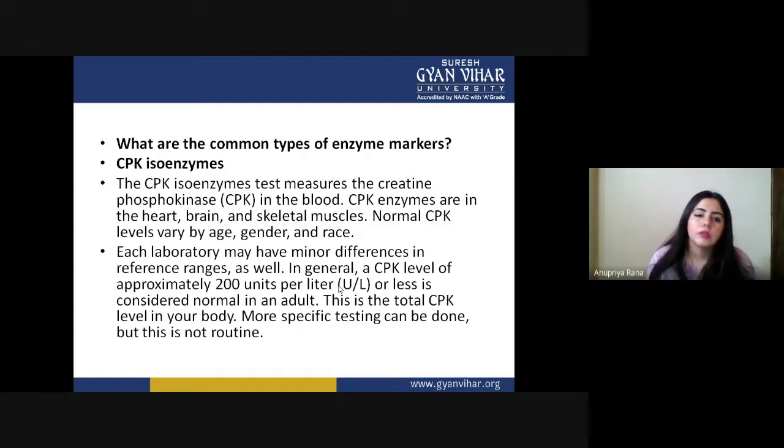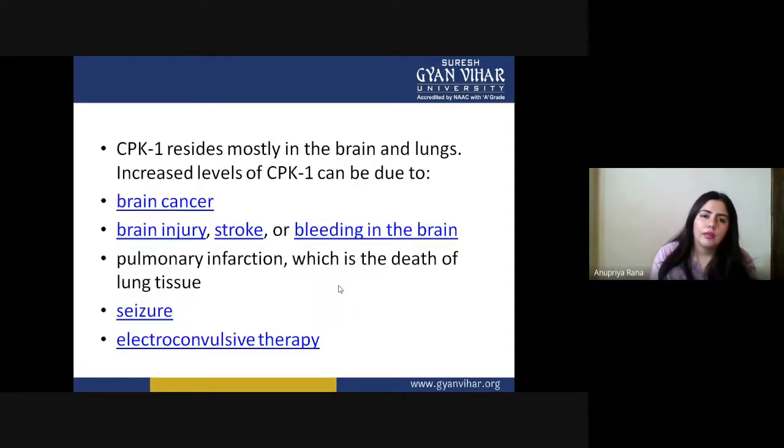The approximate enzyme quantity that should be in our blood is 200 units per liter or less, considered normal in an adult. So normal, it will be okay. This is the total CPK level in your body. More specific testing can be done, but this is not routine. It can be done several times, but not as a routine test.